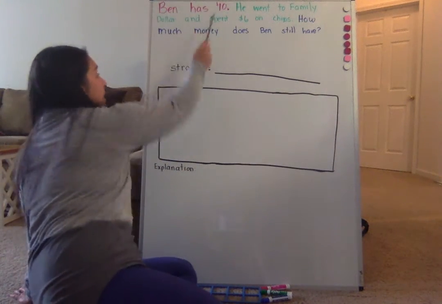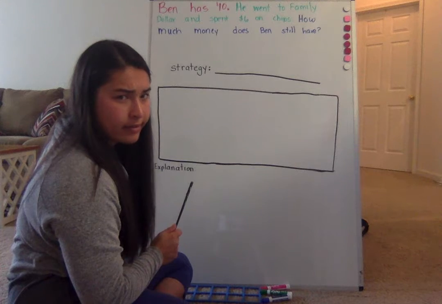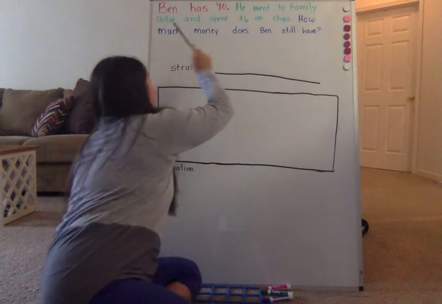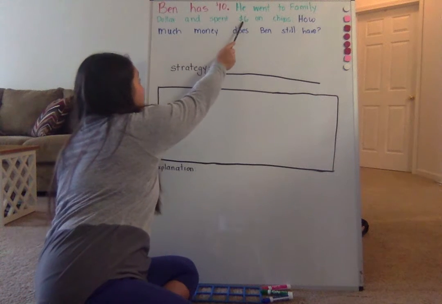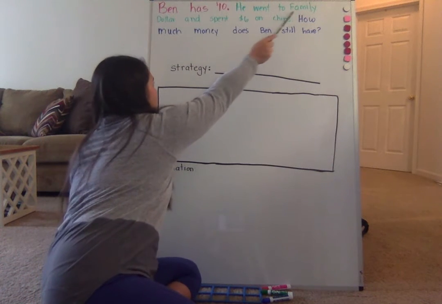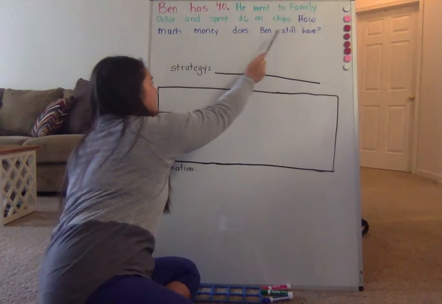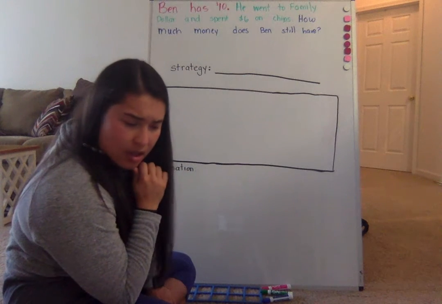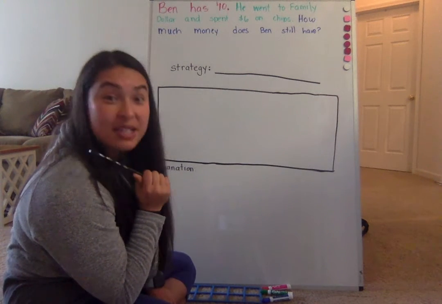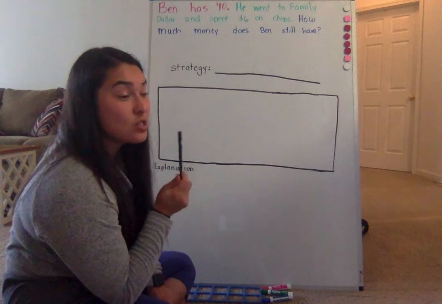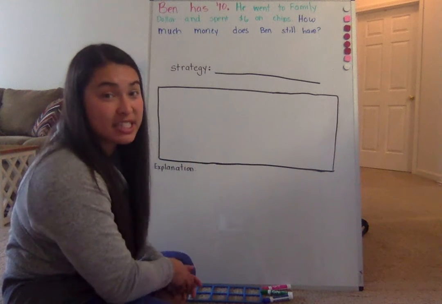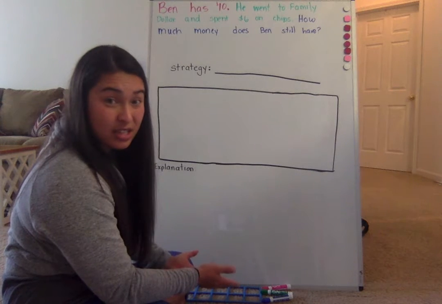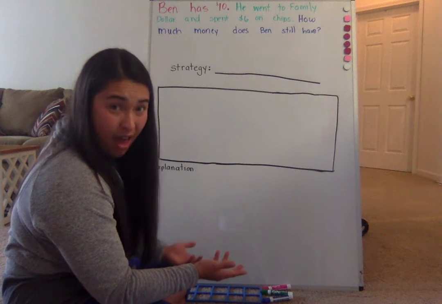Ben has $10. How much money does Ben have? $10. Nice. He went to Family Dollar and spent $6 on chips. How much money does Ben still have? So how much money did Ben spend on chips? $6, you're right. So Ben had $10 and he spent 6 of the dollars on some chips. And the question is, how much money does Ben still have?